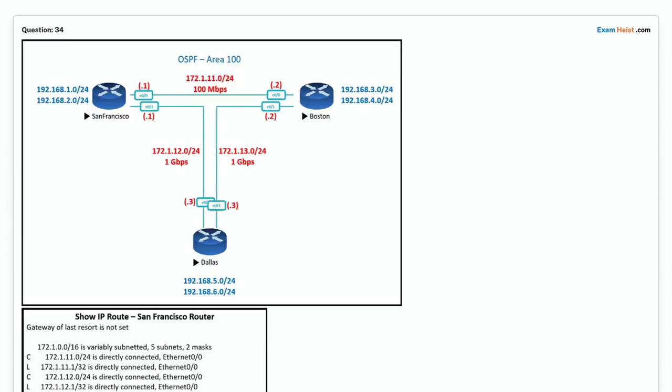Option A. All routers router OSPF 1 auto cost reference bandwidth 100. Option B. San Francisco router OSPF 1 auto cost reference bandwidth 1000. Option C. Boston router OSPF 1 auto cost reference bandwidth 1000. Option D. All routers router OSPF 1 auto cost reference bandwidth 1000. Choose the correct answer. Correct answer is option D. All routers router OSPF 1 auto cost reference bandwidth 1000.